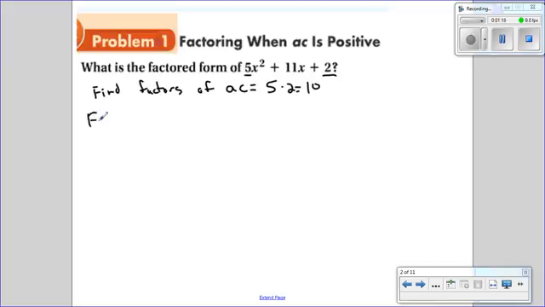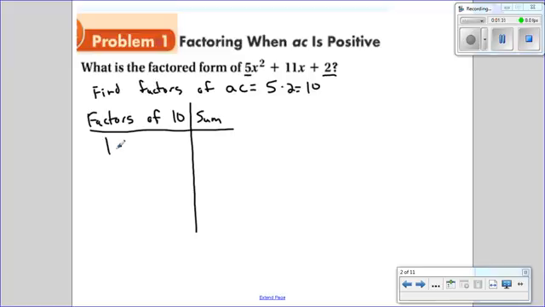So now comes the part that's similar. We find factors of 10, and we make a little chart. And we're going to end up finding the sum. So factors of 10 are 1 and 10, 2 and 5, negative 1 and negative 10, and negative 2 and negative 5.